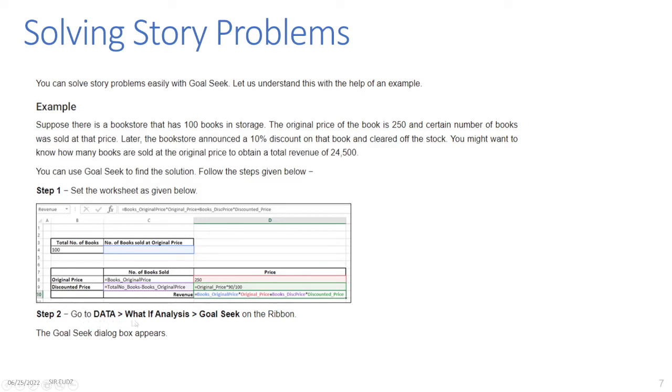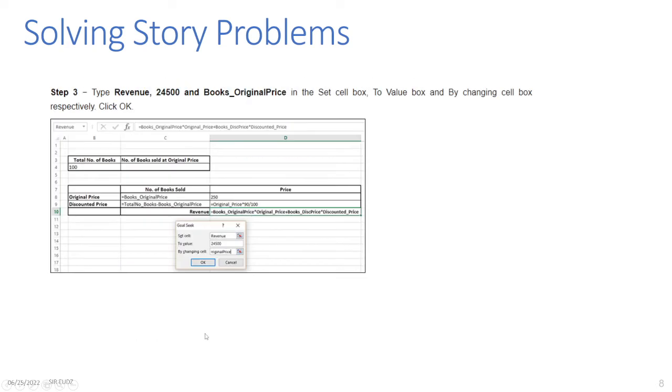So go to Data, What-If Analysis, Goal Seek on the ribbon, and the Goal Seek dialog box appears. So type revenue, 24,500. So revenue, that's what we're going to compute. So this is the revenue. Then set the goal to 24,500 by changing the cell original price. So books at original price in the Set cell box, to value box, by changing the cell box. Then respectively, click OK.